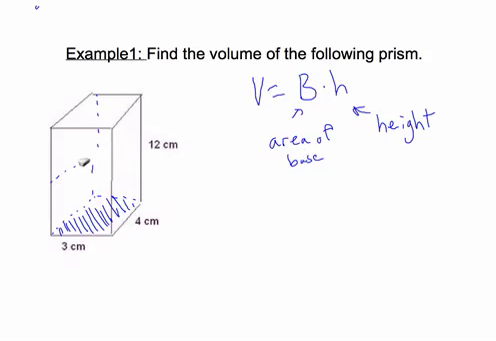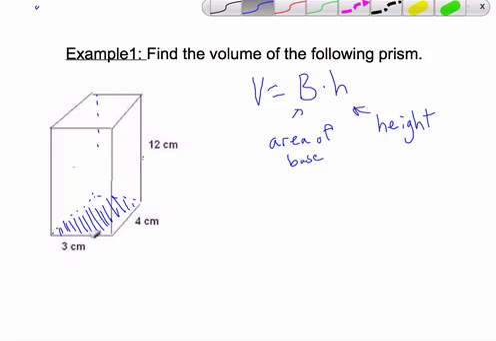If you take a cross section, which is like a slice out of the prism, it's going to be exactly the same as the base anyway. So you can consider it to be the area of the base times the height, or the area of the cross section times the height. It's really the same thing. Okay, so I'm going to find the area of the base and multiply by the height here.